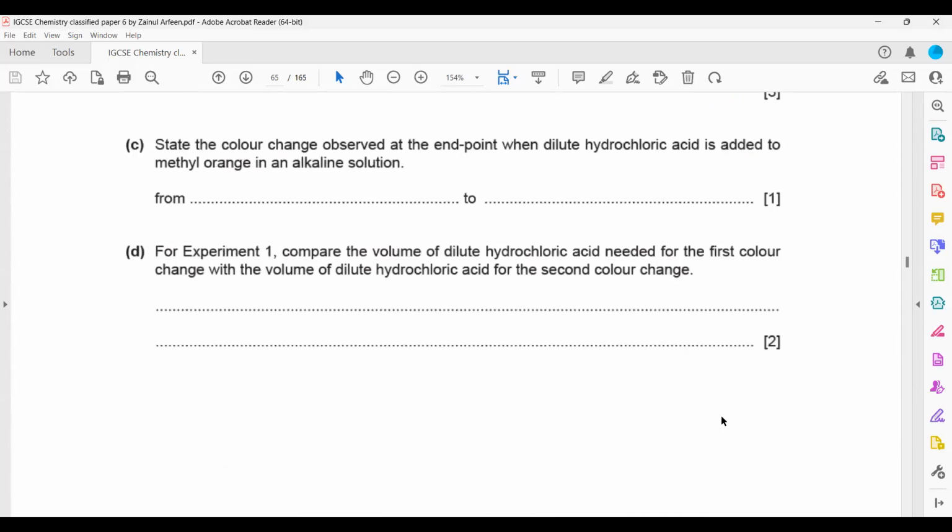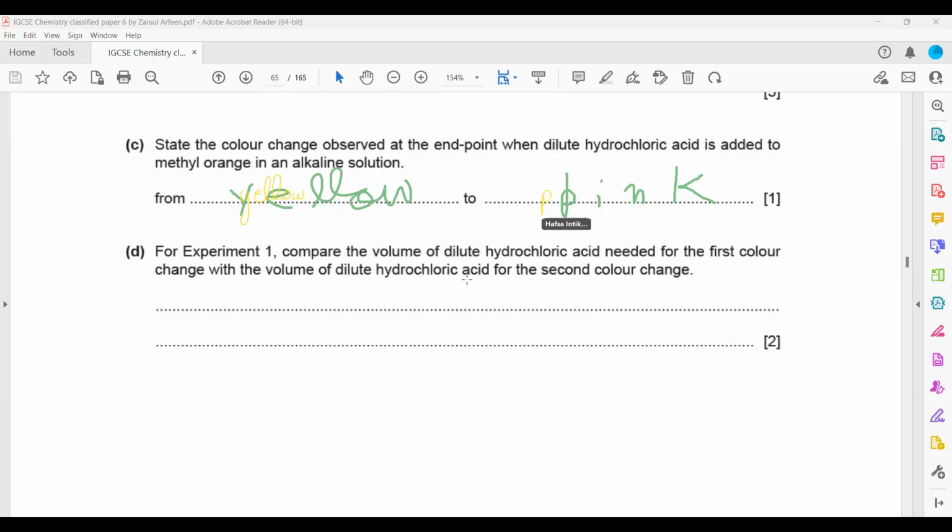Then we have to state the color change observed at the end point when dilute hydrochloric acid is added to methyl orange in alkaline solution. So what will be the color change? Initially it will be yellow, pink acceptable, orange acceptable.